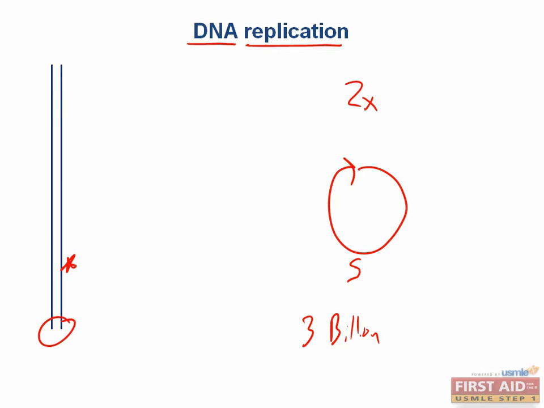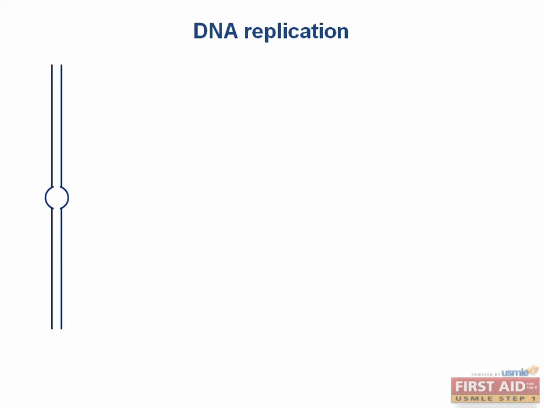Alright, so where do we start? Well, DNA replication starts at an area called the origin of replication. How many of these are there? Well, there's only one in a prokaryotic chromosome, but eukaryotes have a bunch of them since they have a lot more DNA, and it would take forever with only one.